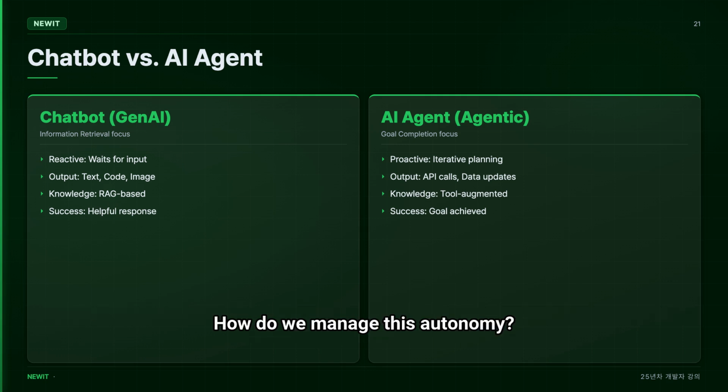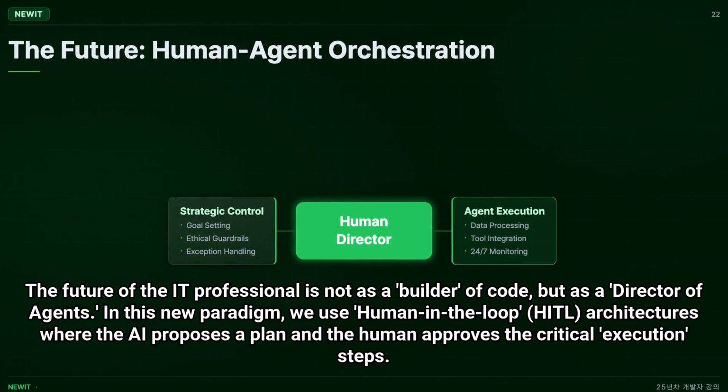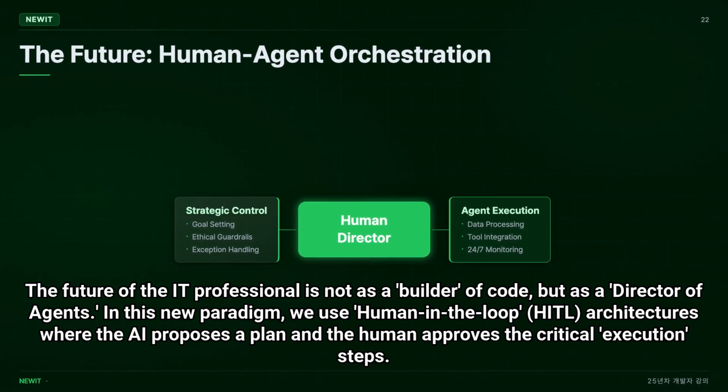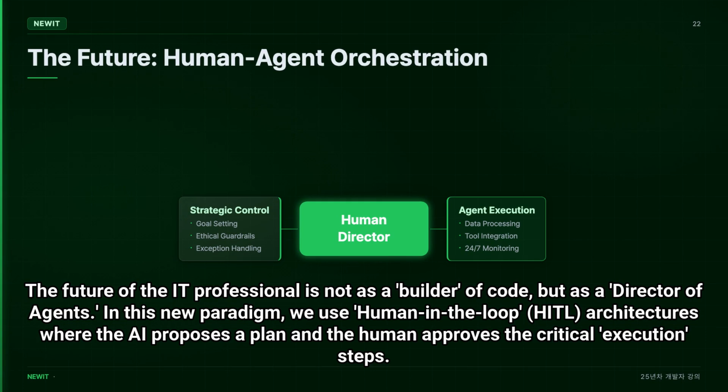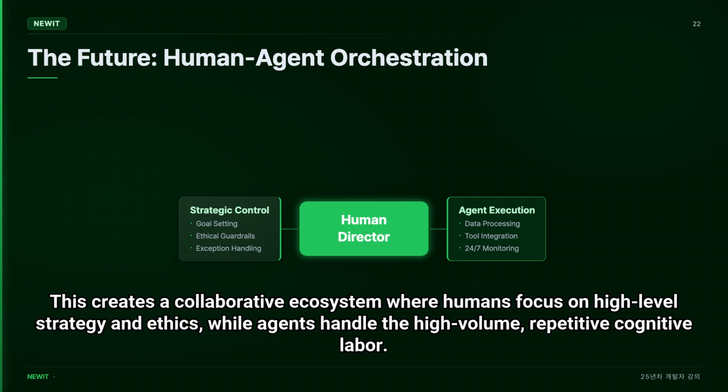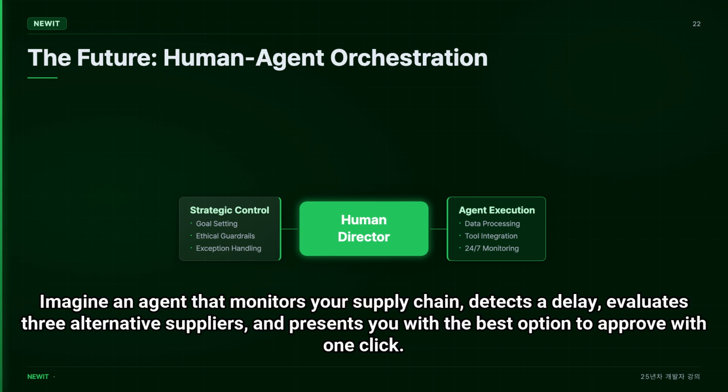How do we manage this autonomy? The future of the IT professional is not as a builder of code, but as a director of agents. In this new paradigm, we use human-in-the-loop (HITL) architectures where the AI proposes a plan and the human approves the critical execution steps. This creates a collaborative ecosystem where humans focus on high-level strategy and ethics, while agents handle the high-volume, repetitive cognitive labor. Imagine an agent that monitors your supply chain, detects a delay, evaluates 3 alternative suppliers, and presents you with the best option to approve with one click.